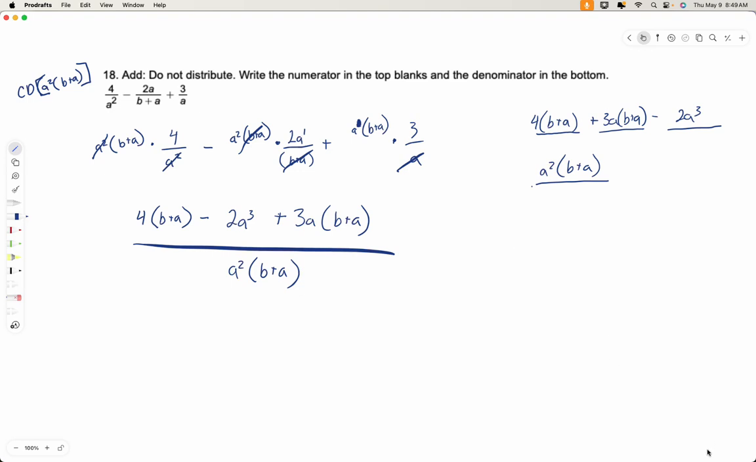Let me double check, make sure that's right. All right, so it's exactly the way that you see it. I had it backwards. I had this plus and this minus. It's exactly in the order that you see it here, the way we solved it. So that is the way that you want to do it. You want to type in each term exactly the way that you see it and the denominator in the bottom. So I didn't change anything or rearrange anything. And the do not distribute part means you just leave it like it is. We're not putting 4b plus 4a. You just leave it 4 times b plus a, so you don't have to do that part.